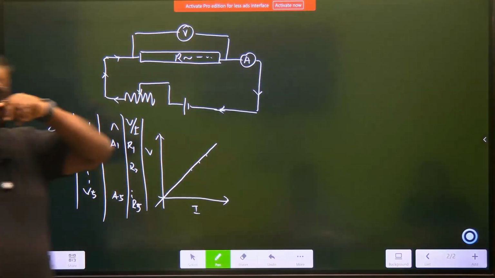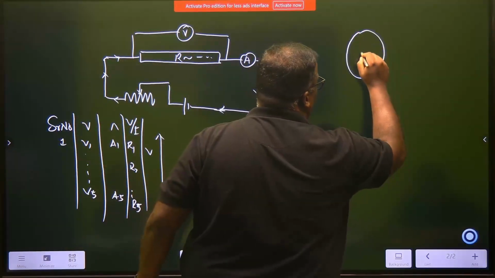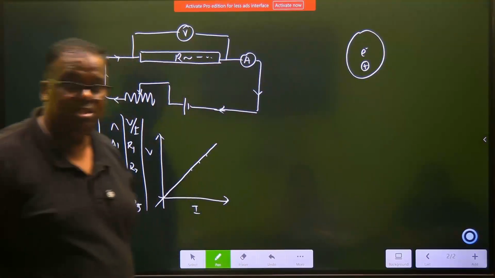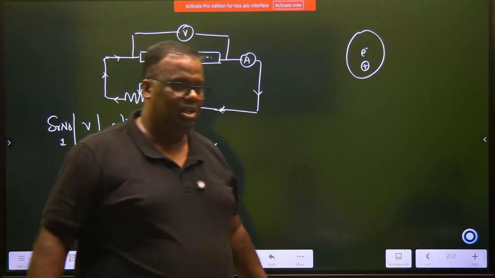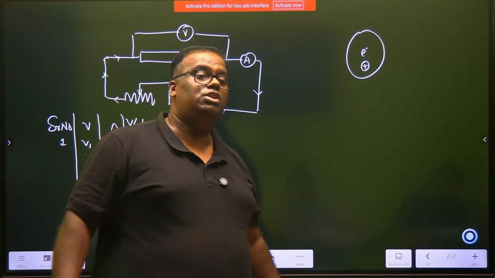Now, why am I not using it directly? What is the issue out here? If you look at the conductor's cross section, you have electrons and you will also have the ions. Ions means the atoms from which the electrons have come out, and there will be collisions among them. These collisions will stop the electrons.